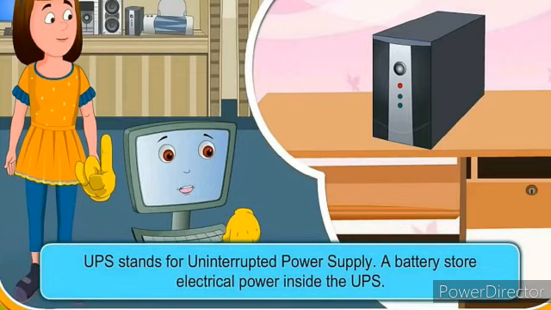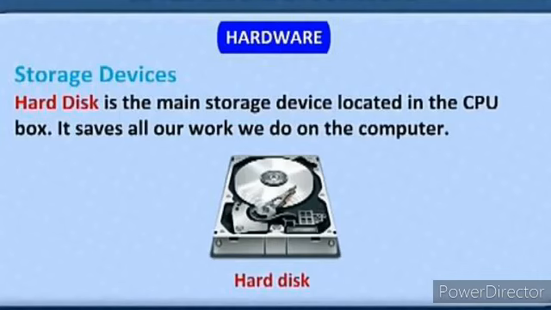The second category of the hardware that we are going to discuss is storage devices. And the first storage device that we are going to discuss is hard disk. Hard disk is the main storage device located in the CPU box. It saves all the work we do on the computer.